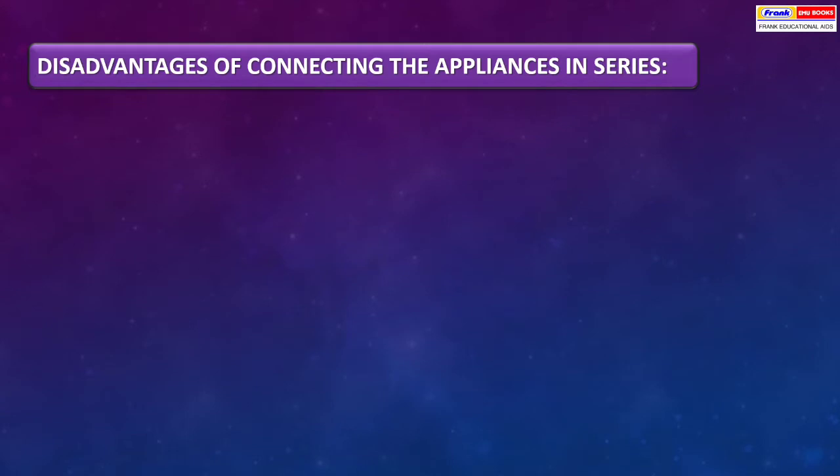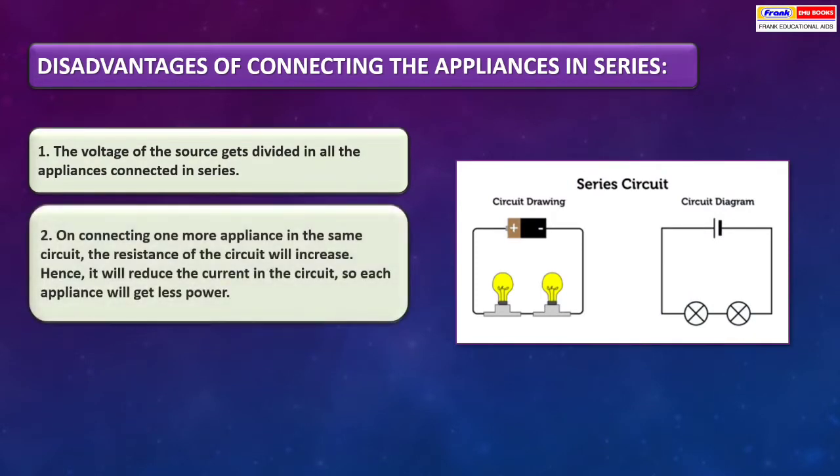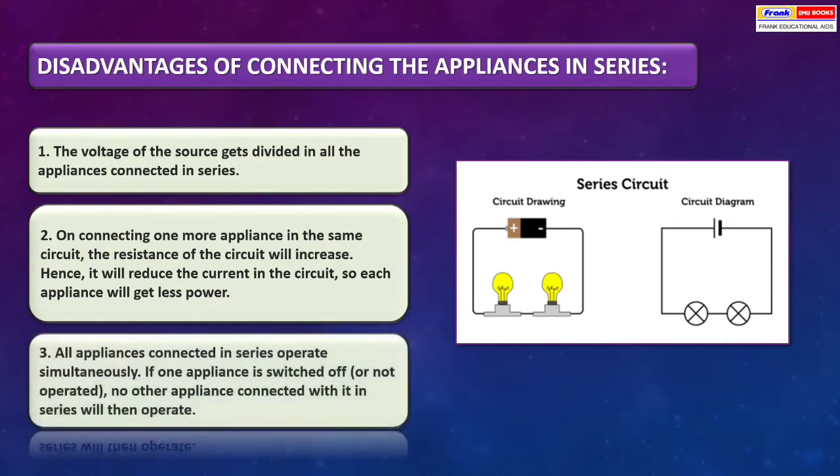Disadvantages of connecting the appliances in series. The voltage of the source gets divided among all the appliances connected in series. On connecting one more appliance in the same circuit, the resistance of the circuit will increase. Hence, it will reduce the current in the circuit, so each appliance will get less power. All appliances connected in series operate simultaneously.